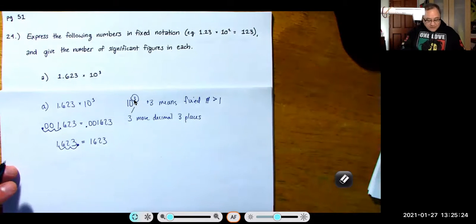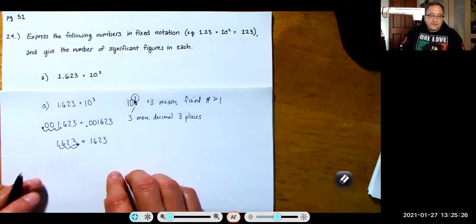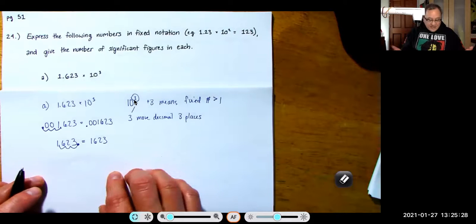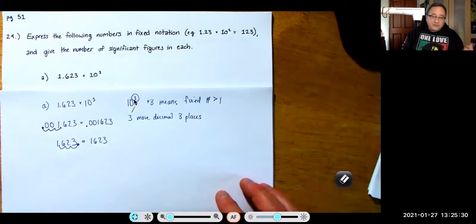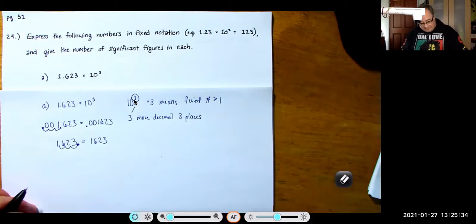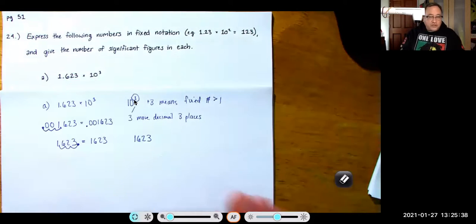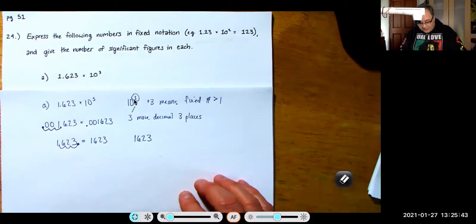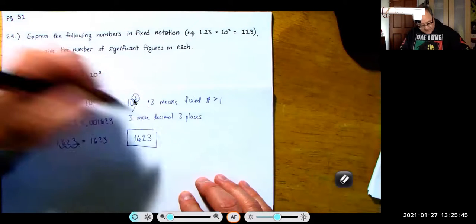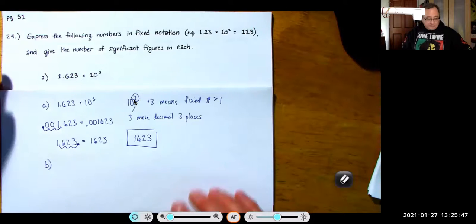So you don't need to do this each time you're trying to figure out the answer. You just say, hey, if I move the decimal to the left, I'll get a number smaller than 1, and that's not cool. So I'll move it to the right. So the answer is 1623. And there's no real work to show with this problem. You either get it right or you get it wrong. So there's your answer. Now let's take a look at letter B.